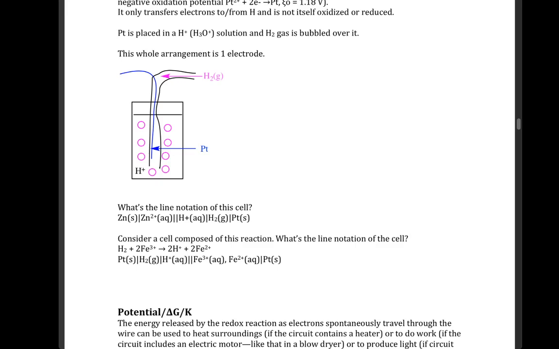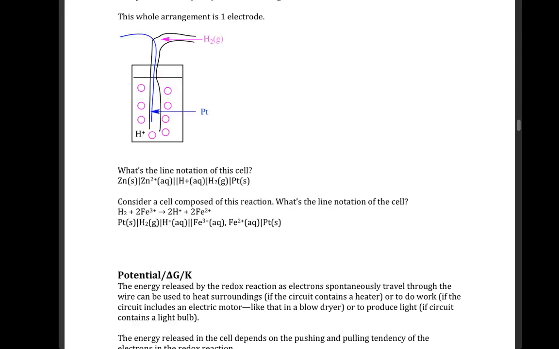Okay, so we have a reaction here, H2 plus 2 Fe3+, forming 2H+ plus 2 Fe2+. So we have a cell composed of that reaction. What is the line notation of this cell? So maybe pause the video to come up with that, maybe come back to it later.